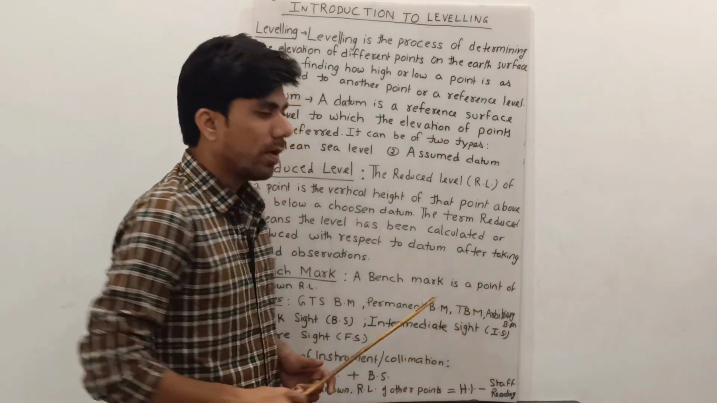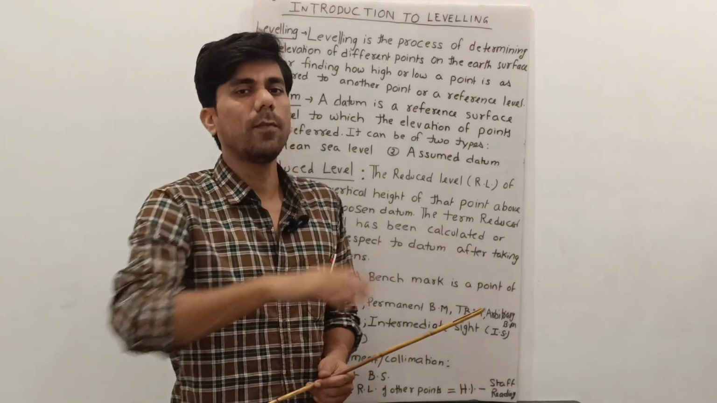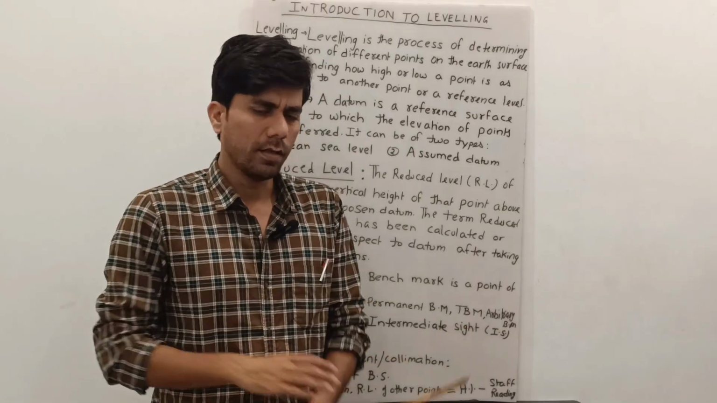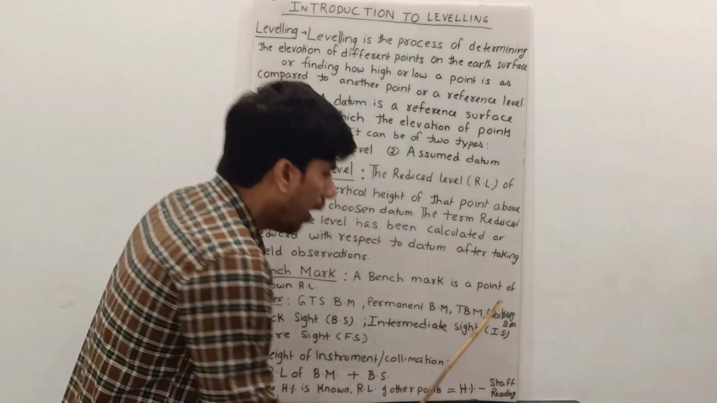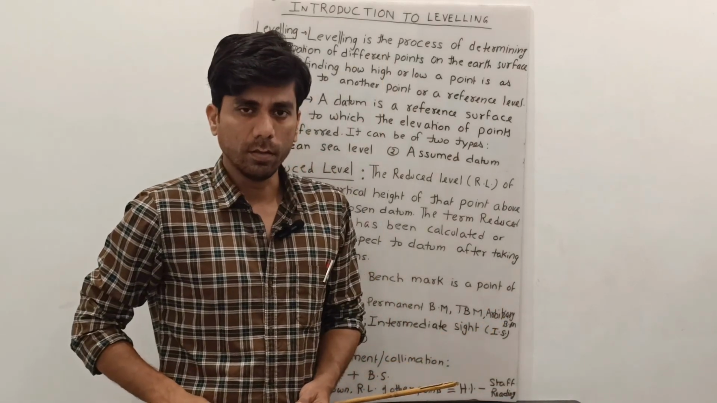So the temporary benchmark is a type of benchmark which is shifted with the help of a permanent benchmark and a process called fly leveling, and we'll get to know more about different types of leveling in our next videos, right? Also, there is another type of benchmark which is the arbitrary benchmark.